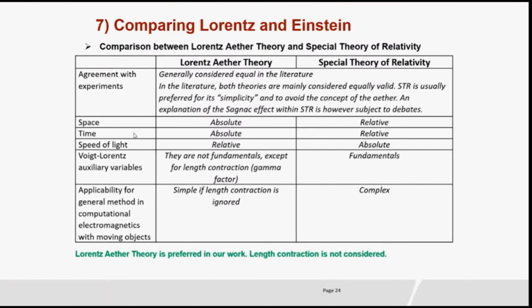So in Lorentz theory, space is absolute, time is absolute, and the speed of light is relative. So something very easy to understand. But here in special relativity, space is relative, time is relative, and the speed of light is absolute. And Voigt-Lorentz auxiliary variables, in Lorentz theory, are not fundamental except the length contraction. It's only the length contraction, when he multiplied with the gamma factor, the length contraction is the physical effect that he added. But this is a hypothesis.